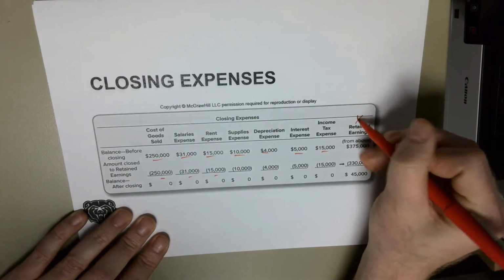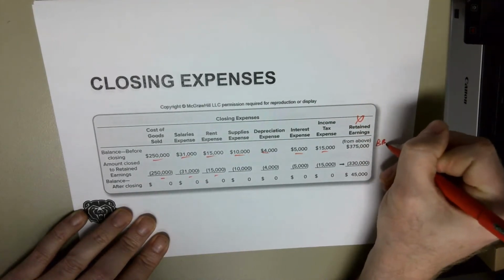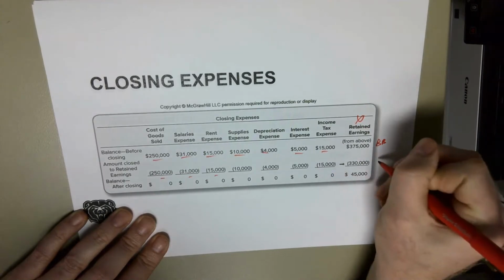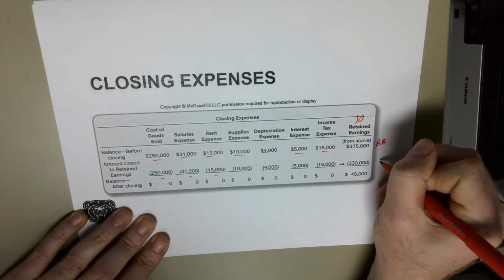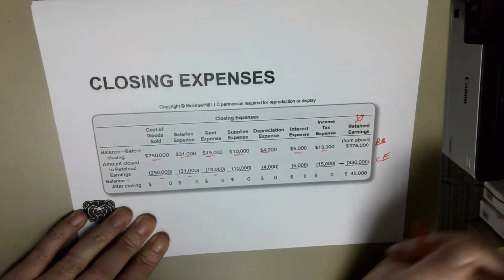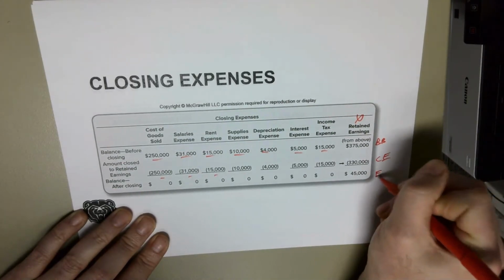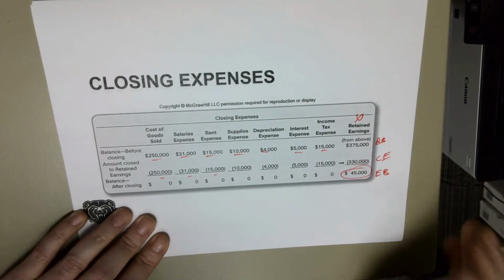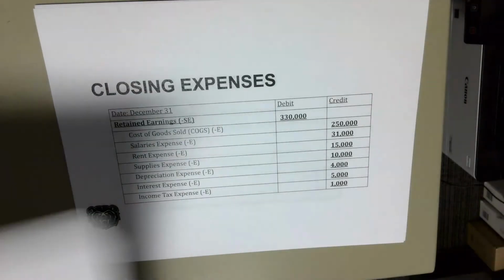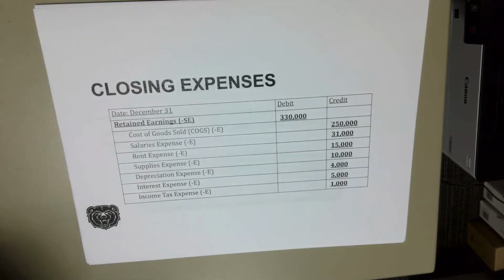So, here's our retained earnings. We started at $375,000. We had a total amount of $330,000 worth of expenses, so these are our closing entries. This leaves us with an ending balance of $45,000 in retained earnings. So let's take a look at what that actually looks like, okay?